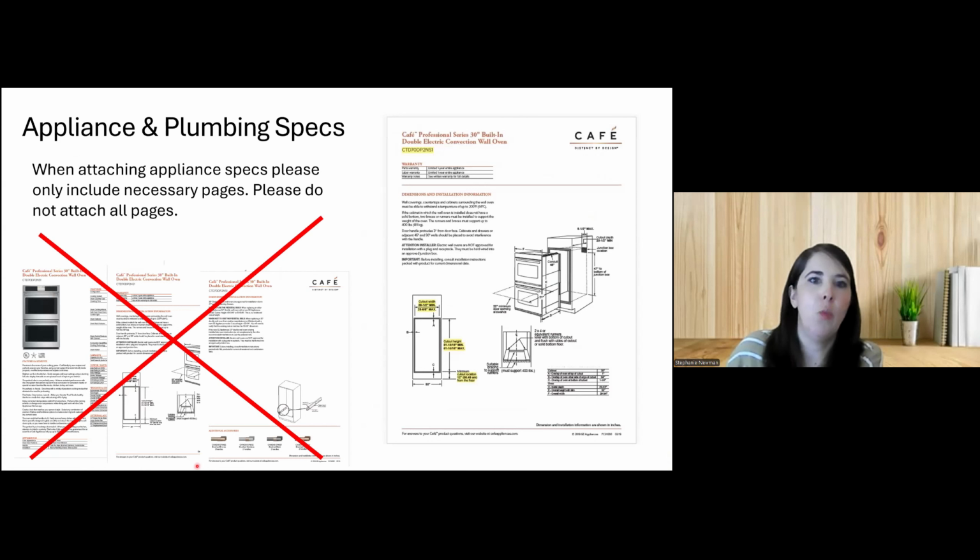And then again, you'll want to make sure that you're attaching any sort of appliance and plumbing specs. We don't necessarily need all 15 pages of the appliance specs. If you can go through and make sure that you're including just those ones that have the important information that we need for the cutouts.